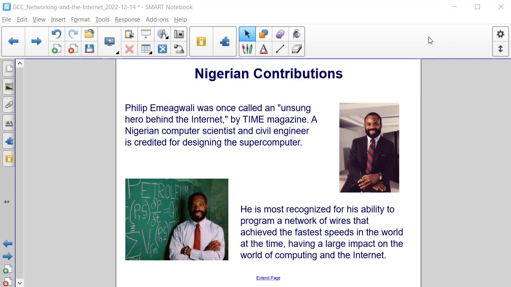Before we begin to discuss networking and the internet in more detail, it is worth noting major contributions that came from Nigeria and West Africa. The first scientist is Philip Emeagwali. He was once called an unsung hero behind the internet by Time magazine. A Nigerian computer scientist and civil engineer is credited for designing the supercomputer. He is most recognized for his ability to program a network of wires that achieved the fastest speeds in the world at the time, having a large impact on the world of computing and the internet.